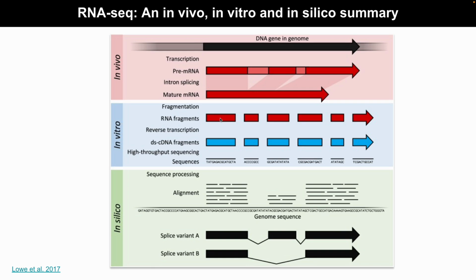This one is mostly for illustrative purpose. The fragmentation actually does happen after converting to cDNA. This is only showing you the exon level stuff, but the fragmentation does happen afterwards.